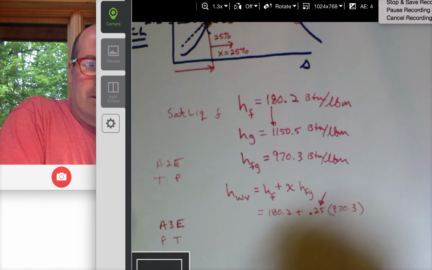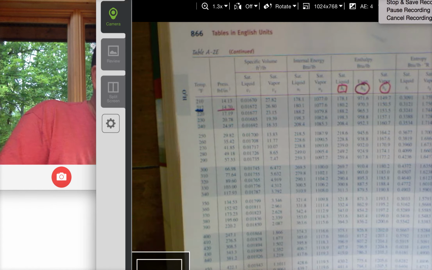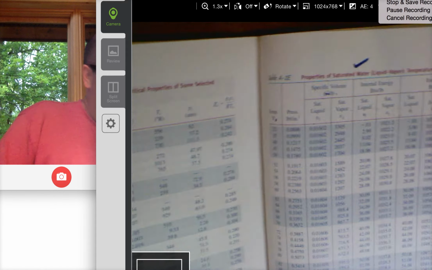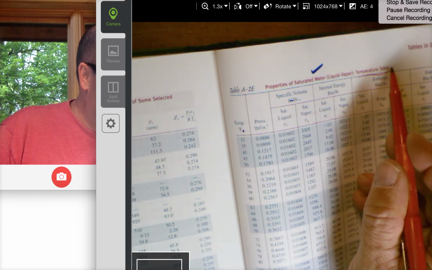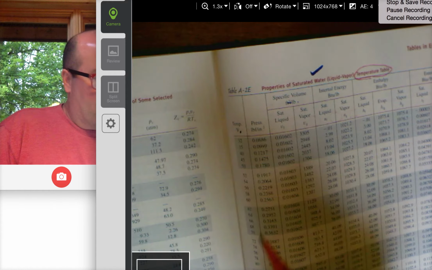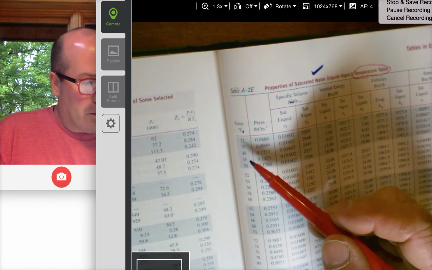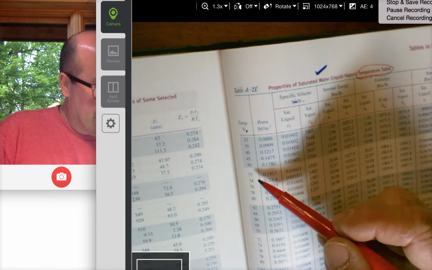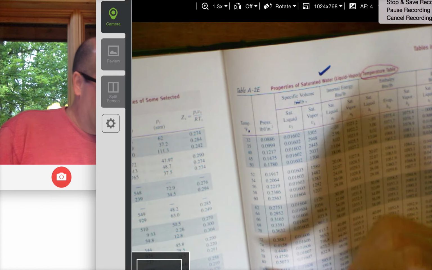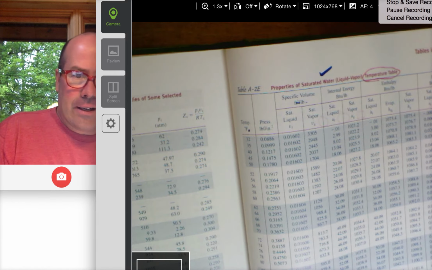I'm going to move my paper out of the way. I'm going to take a look at what table A2E is called. It's called Properties of Saturated Water, the Temperature Table. And notice in the first column we've got temperature, and it's got nice markings. We go 35, 40, 45, 50, and then we go by 2s to 60, to 70, to 80, to 90. Then we start going by 10s again at 100.